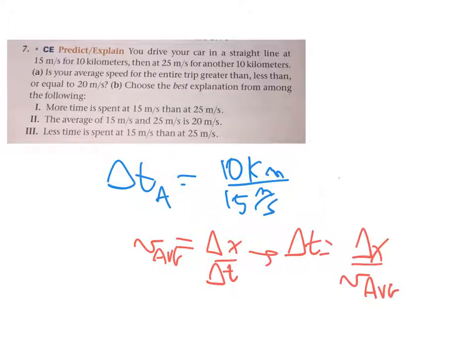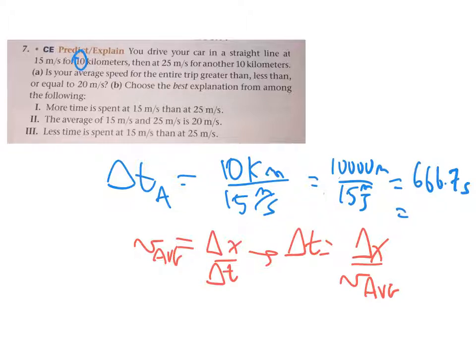I'm really not concerned about average velocities here because for each part of this trip, the speed is constant, and there's a tricky thing that if your speed is always constant, then your average speed is your speed. Anyway, if we go back up here, we get 10,000 meters over 15 meters per second, which is 666.7 seconds, which rounds, since we only have one digit of accuracy, to 700 seconds.